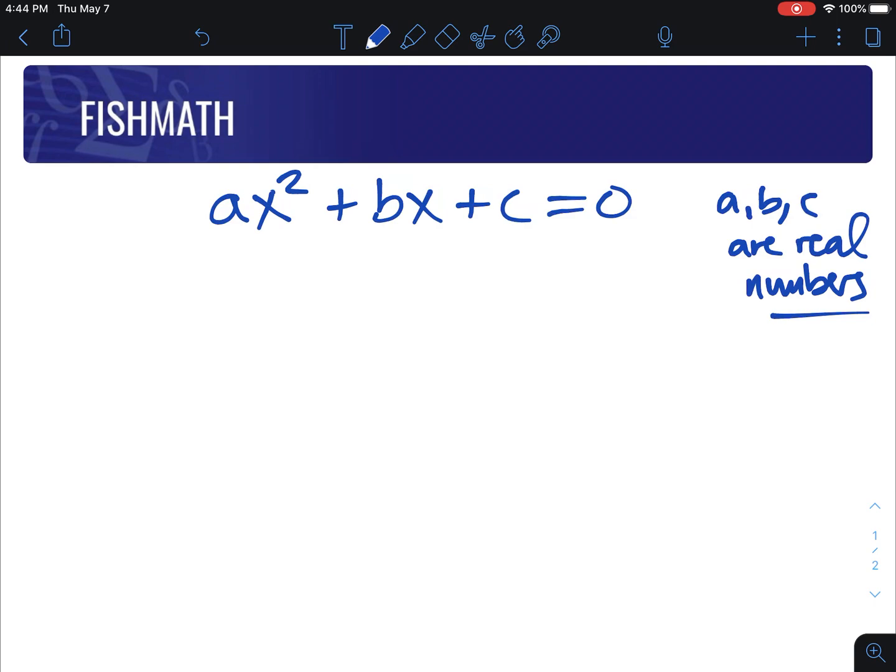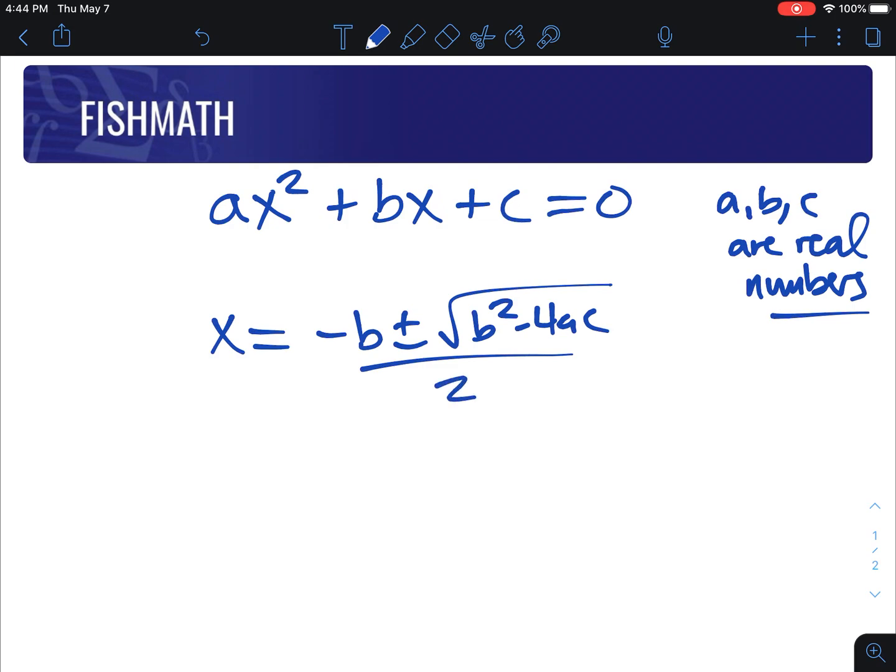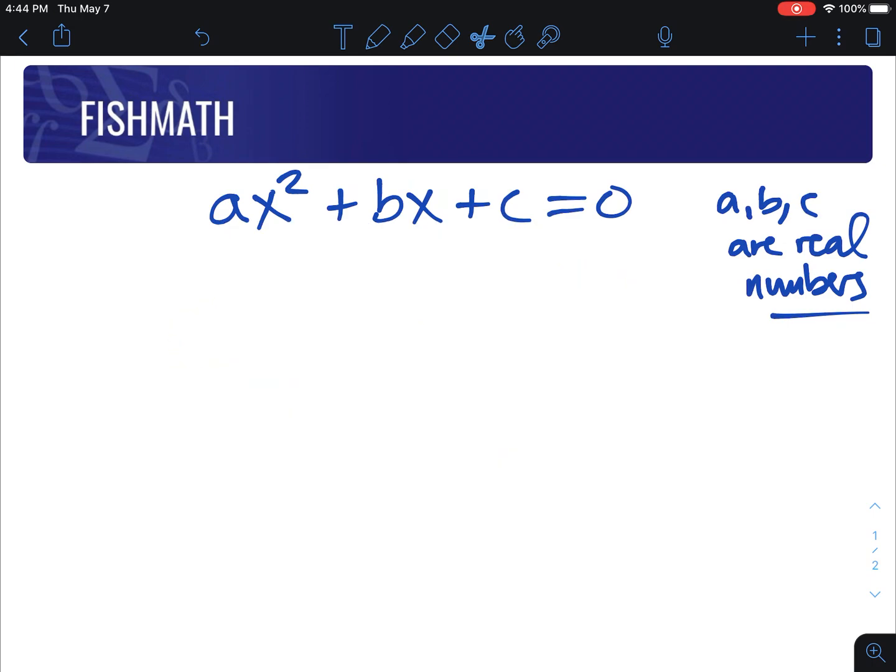Okay, so if that's true, we're going to now derive our formula from this. Now, in case you don't know what the formula is, it's solving for x using all these letters. It's negative b plus or minus the square root of b squared minus 4ac all over 2a. Everyone should have that memorized. Very cool equation. So where does that come from?